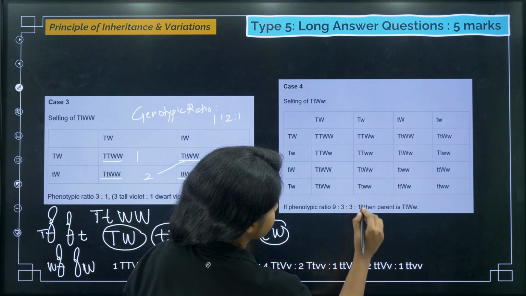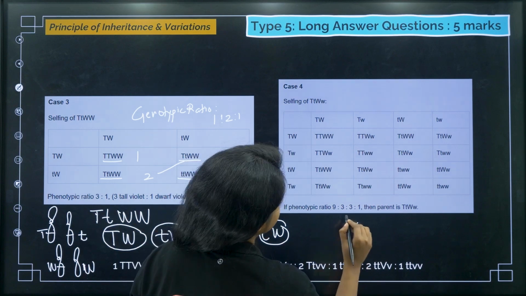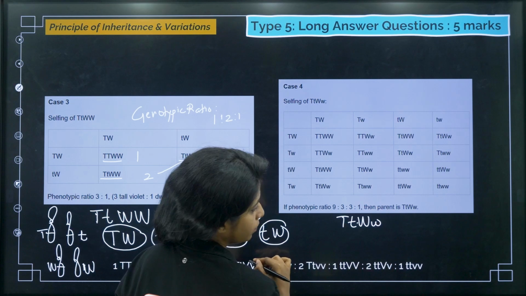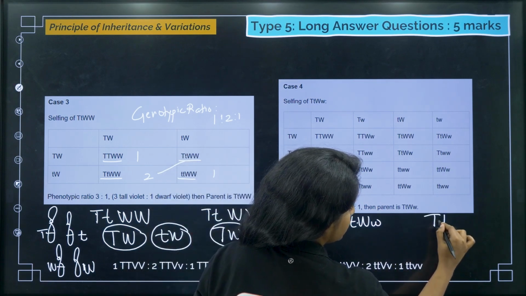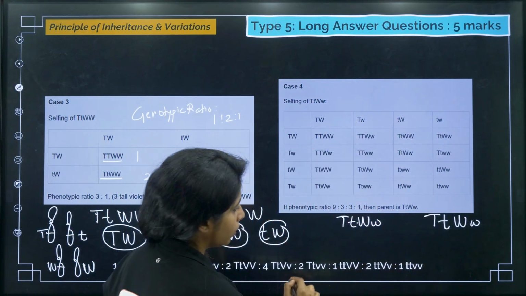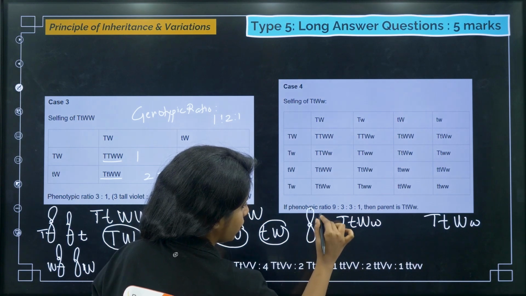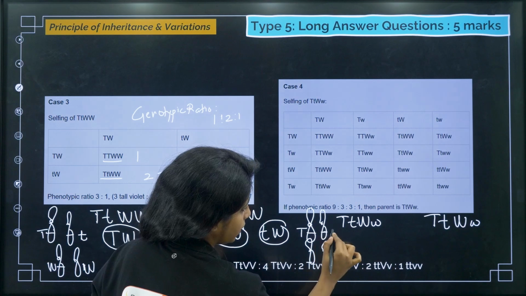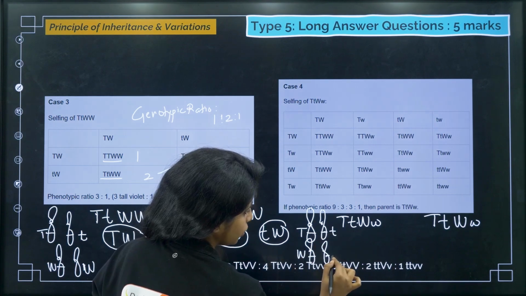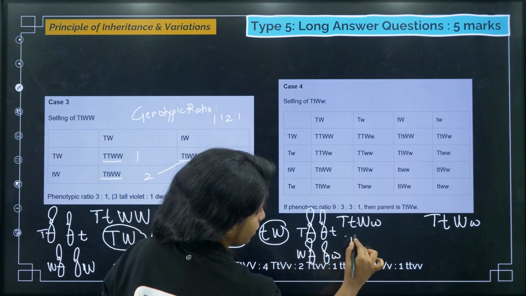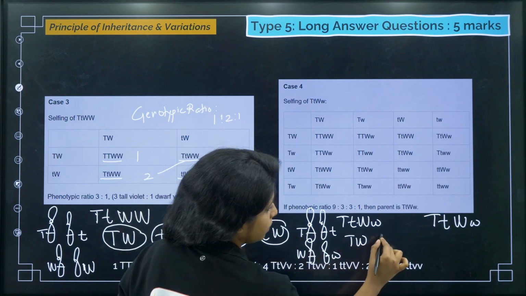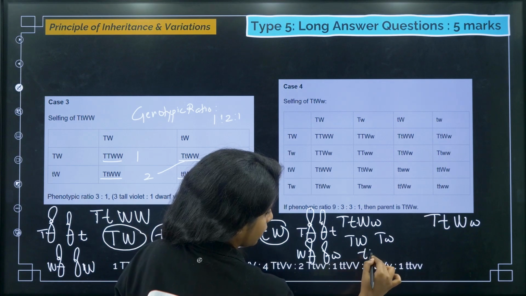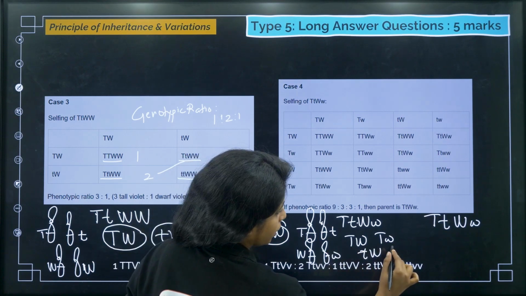Over here the parent is, children, capital T, small t, capital W, small w. Again the other parent is also capital T, small t, capital W, small w. This is chromosome 1, chromosome 2. So this is capital T, this is small t, this is capital W, this is small w. This can go with this, so it will be capital T, capital W. This can go with this, so it will be capital T, small w. This can go with this, so I get small t, capital W. This can go with this, so I get small t, small w.